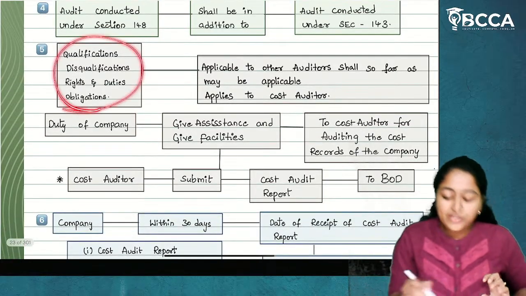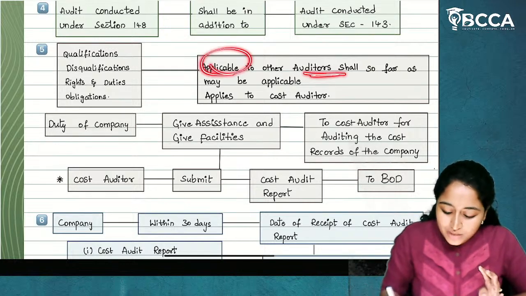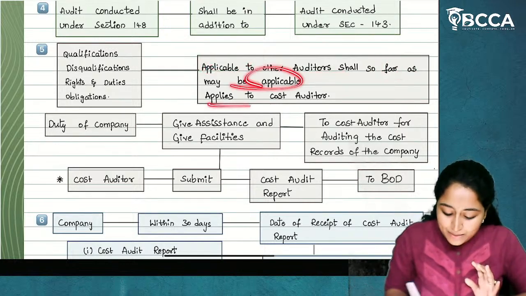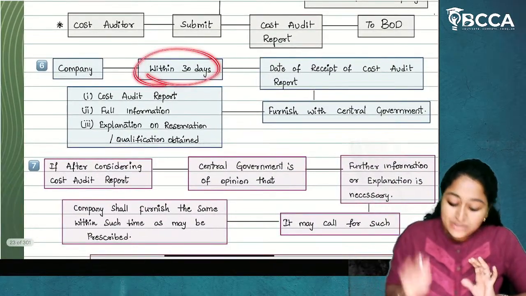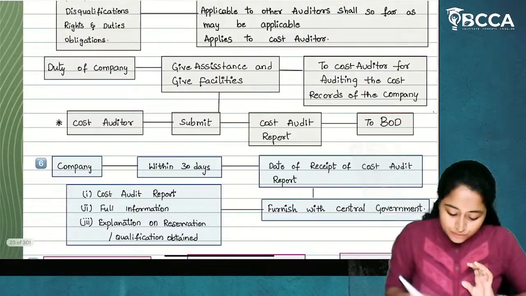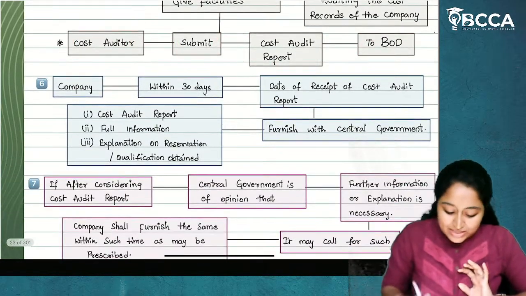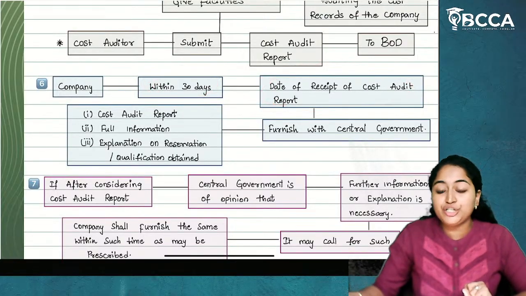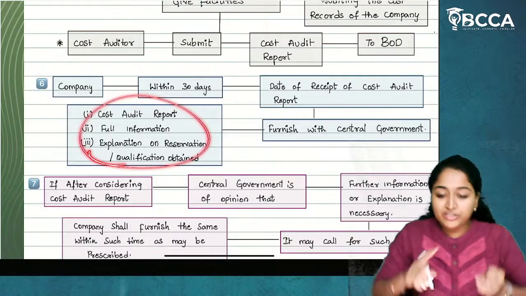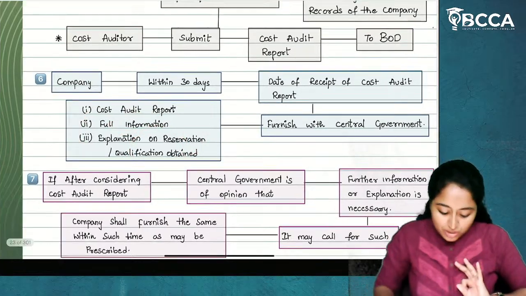Next, qualifications, disqualifications, rights, duties and obligations applicable to other auditors shall, so far as may be applicable, apply to the cost auditor as well. Within 30 days, the cost auditor shall submit a cost audit report to the board of directors. And within 30 days of receiving the cost audit report, they have to furnish it to the central government with full information and explanation on reservation and qualification.